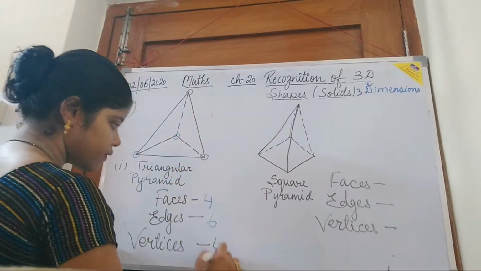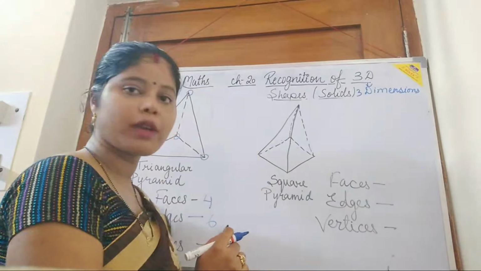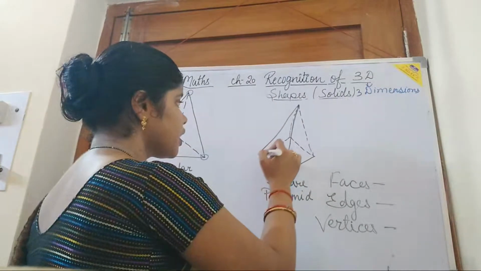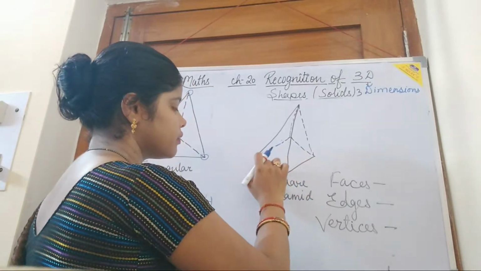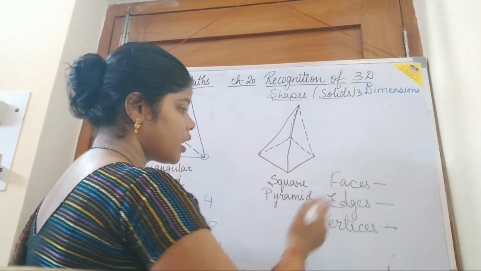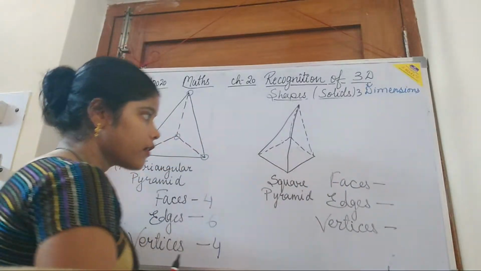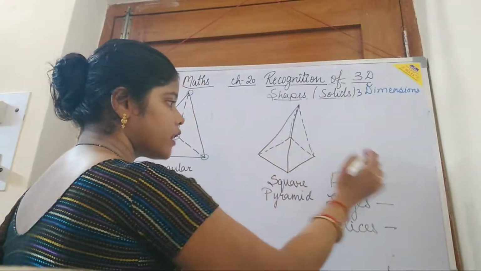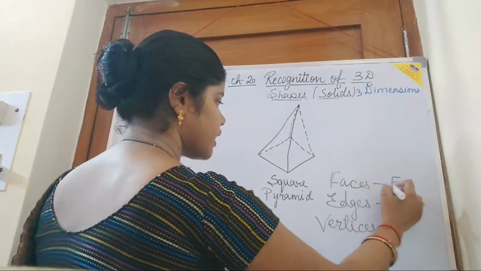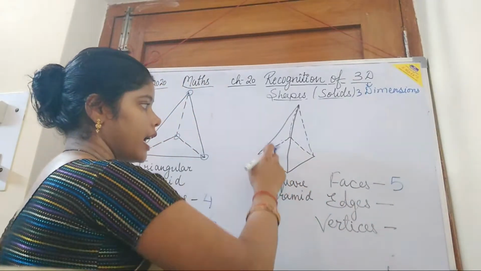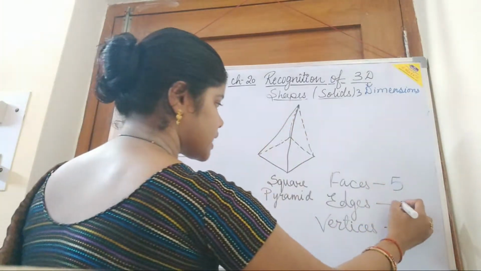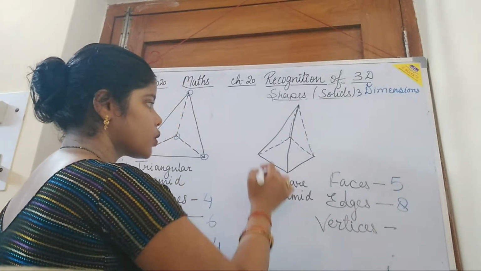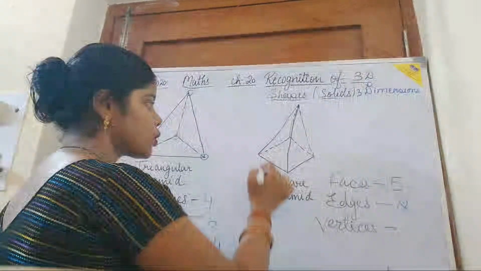So vertices 4. And in the square pyramid, how many faces? Square base is 1, and then 2, 3, 4. So how many faces does it have? 5. Total 1 square base and other 4 triangular faces. Edges: 8, 4 edges of the square and 4 edges of the triangles. So 8 edges, and vertices 1, 2, 3, 4 and 5.